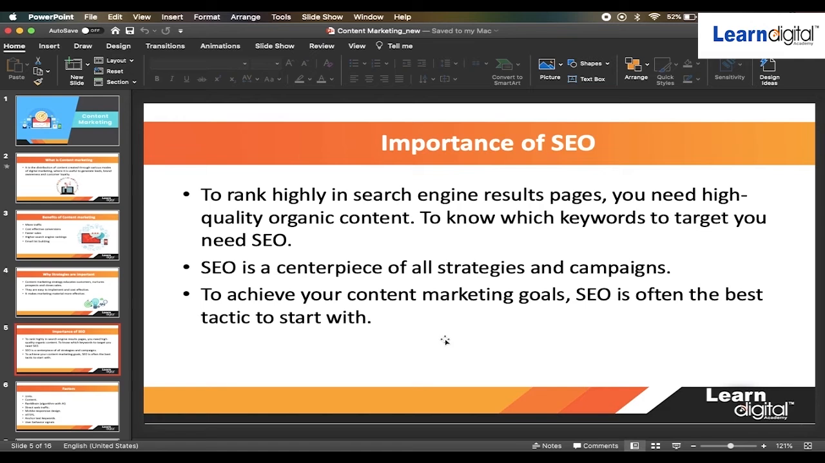Right now, if I go to Google and I try to search something about how to cook during this quarantine, where am I going to land up? What kind of search results would come in front of me? It's all a part of SEO. So yes, your content does matter over here. To achieve your content marketing goals, SEO is often the best tactic to start with. So if your SEO is actually good, you can do content marketing over there.